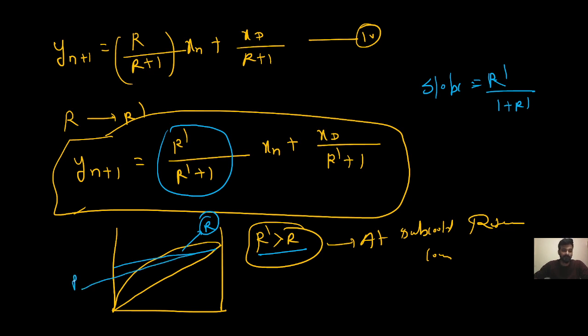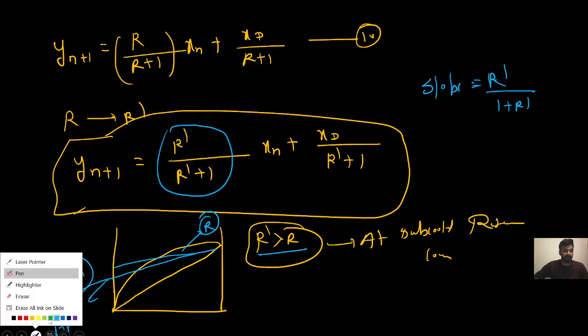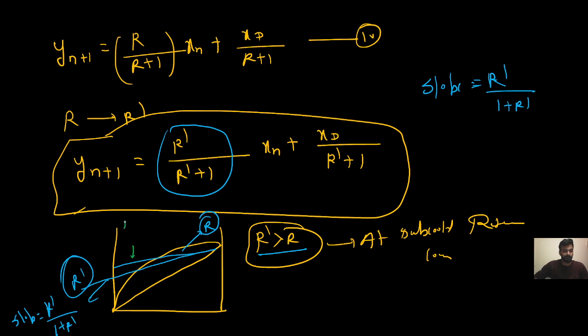So here it is R, here it will be R dash, right? Slope here is R dash upon 1 plus R dash, and here the slope will be R upon 1 plus R. So the slope will be more for the subcooled reflux condition as compared to the normal reflux condition, as when the reflux is entering at its boiling point. I hope this topic is clear to all of you now.